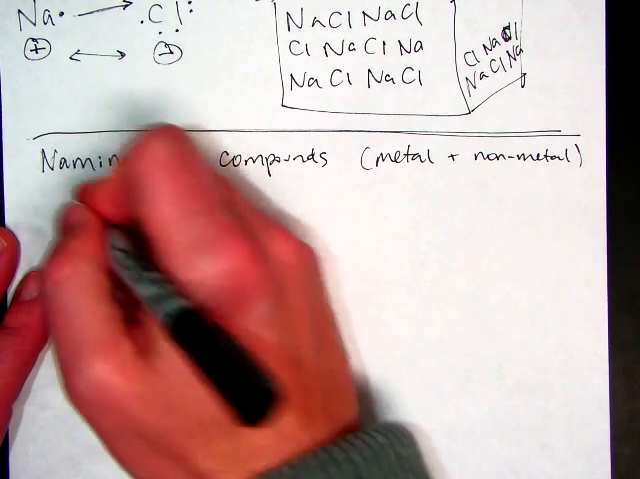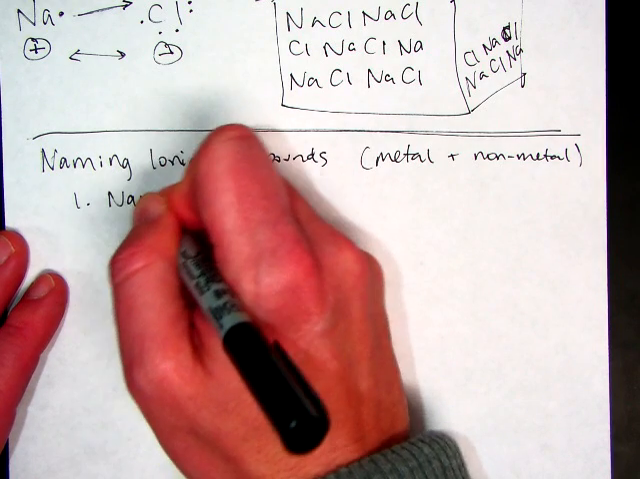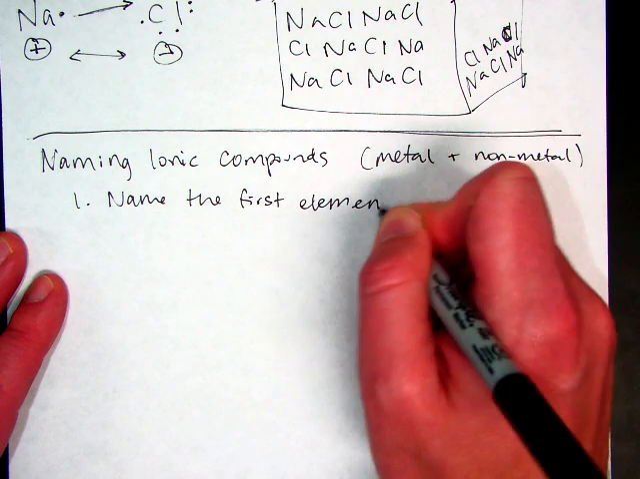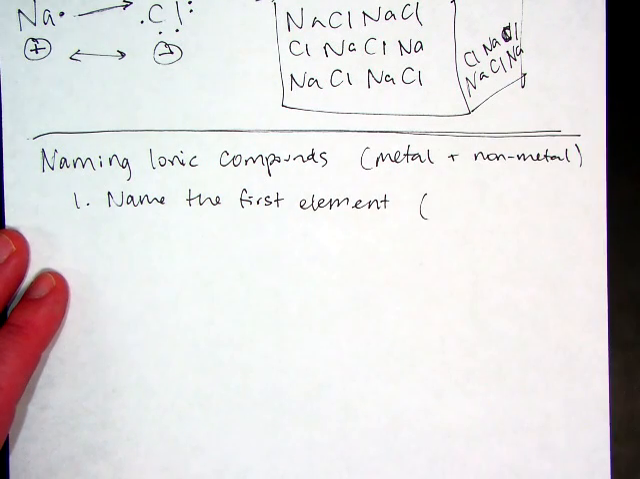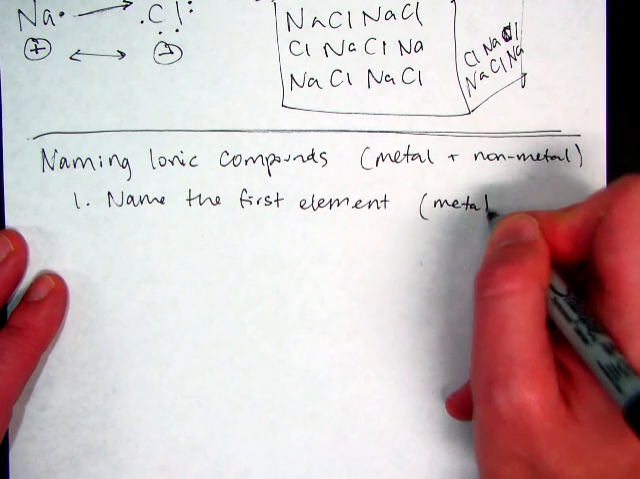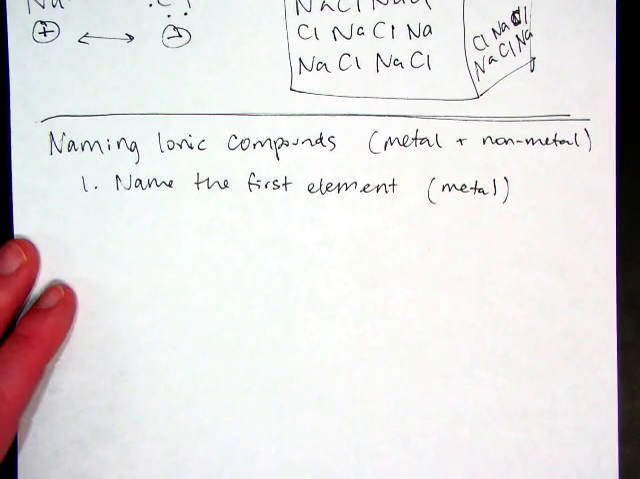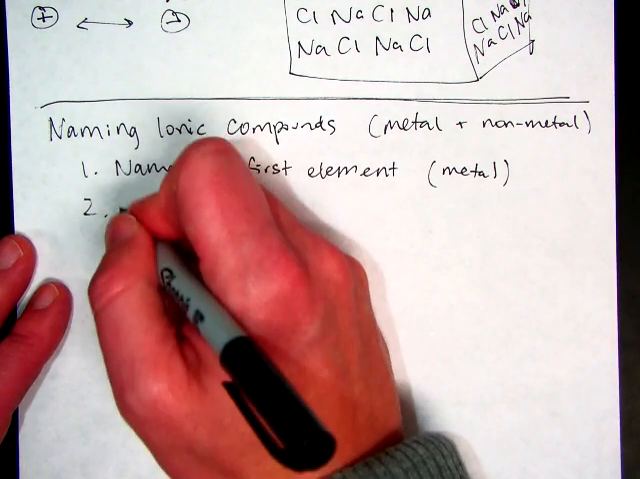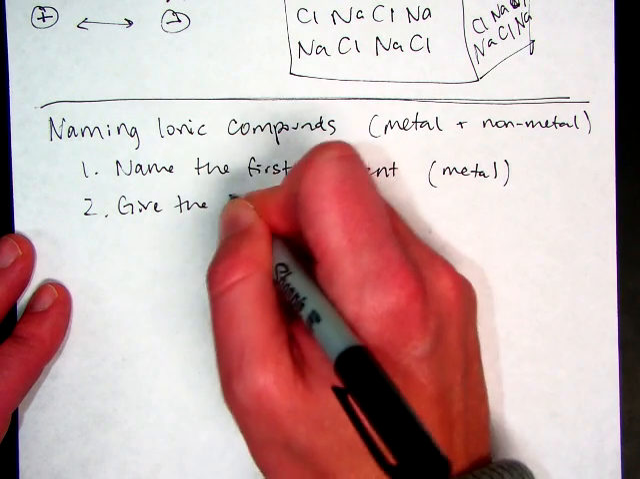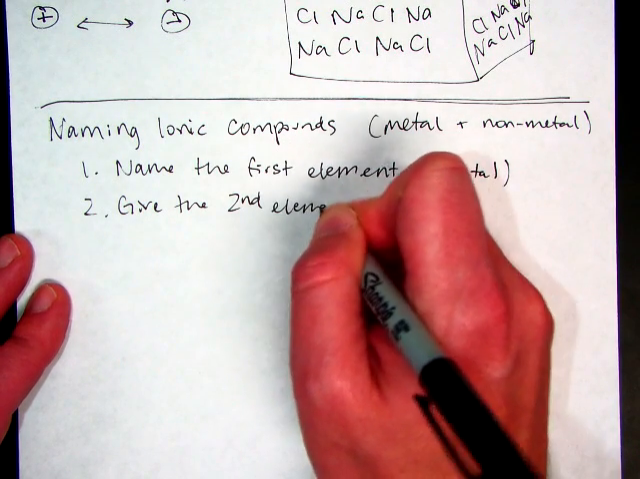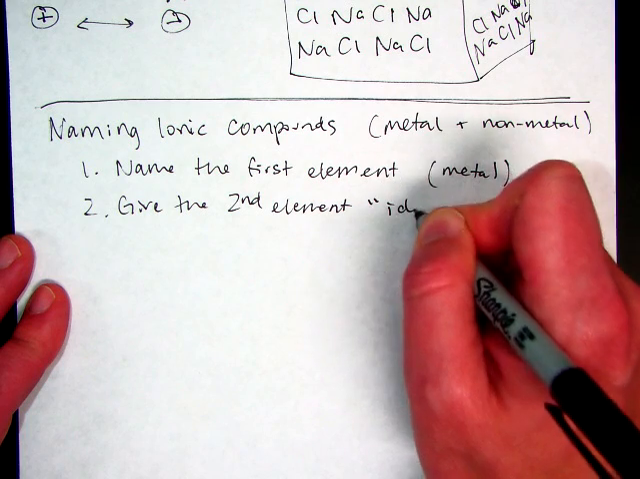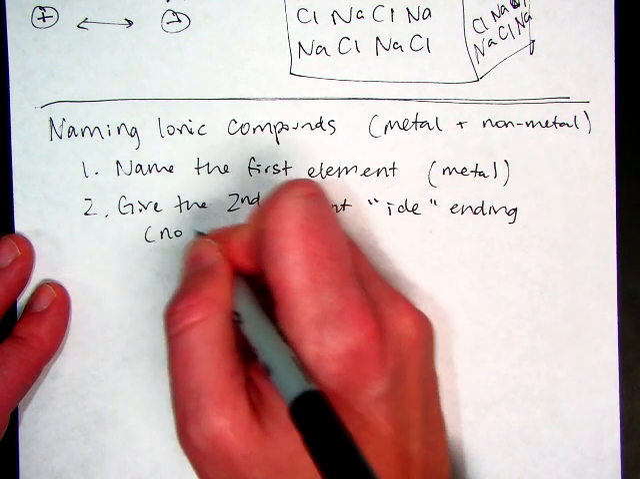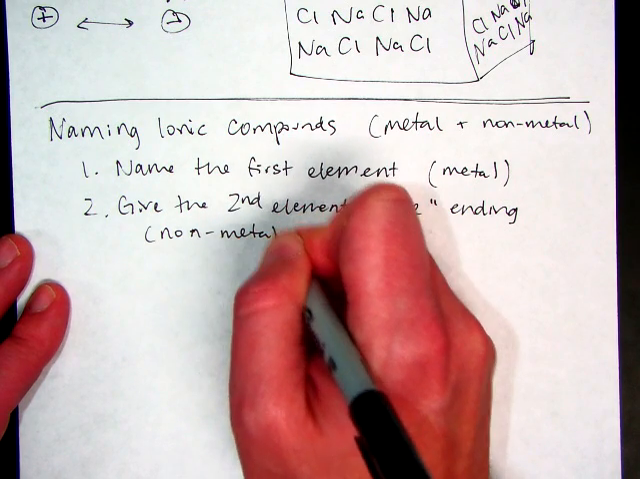There are two rules. One is you name the first element with its regular name. The first element, the way that it's written, is always the metal. Rule number two is that you give the second element an -ide ending. The second element is always the non-metal. That's how they're written.